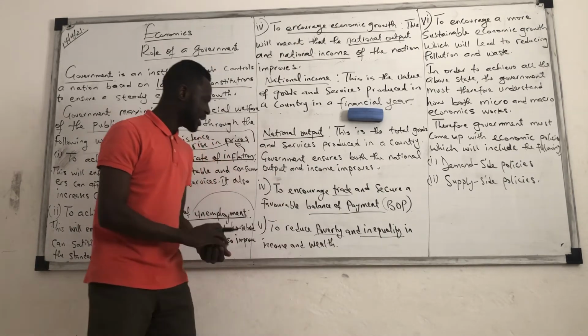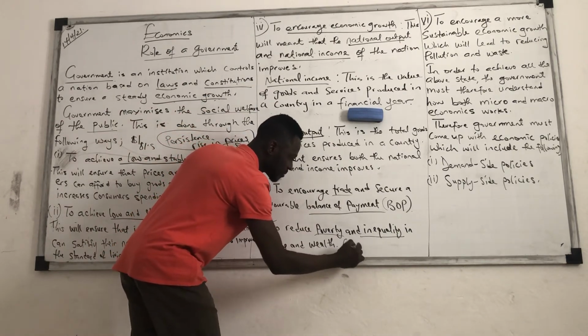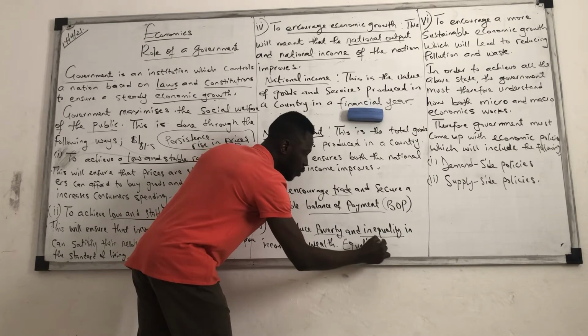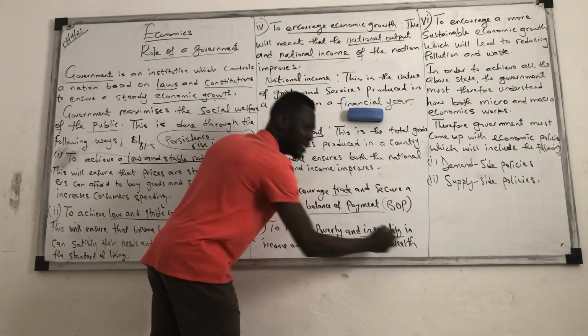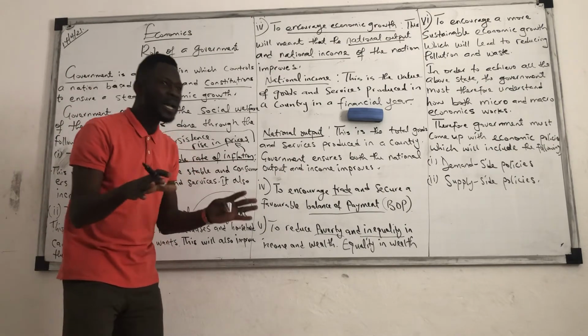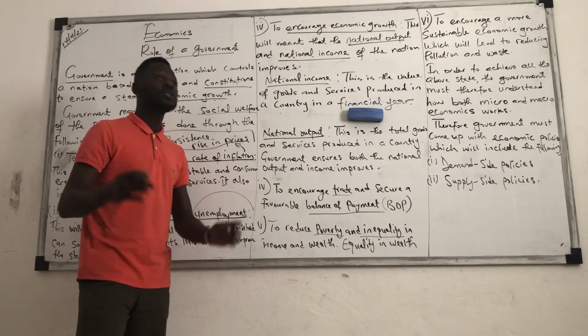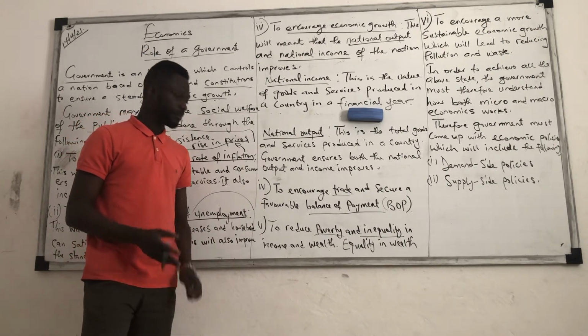That is, they want what? Equality in wealth. So, government wants what? Equality. Equality in wealth. Though there can never be equality in wealth, at least there's going to be a balance so that every individual can afford to buy the needs, if not the wants. Do we understand? Yeah. Is it clear?